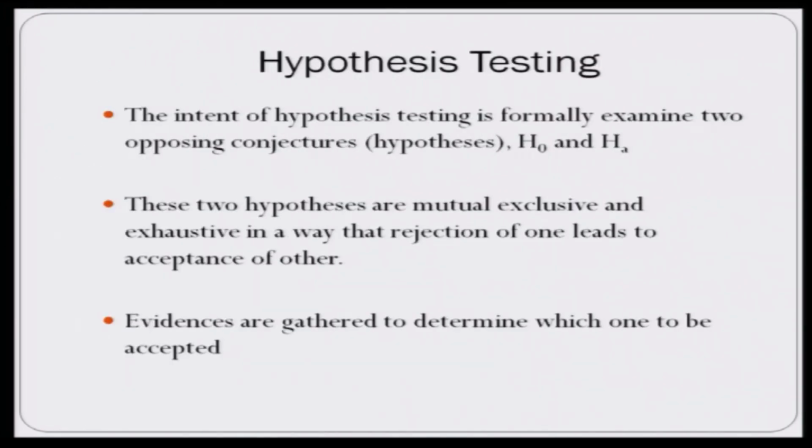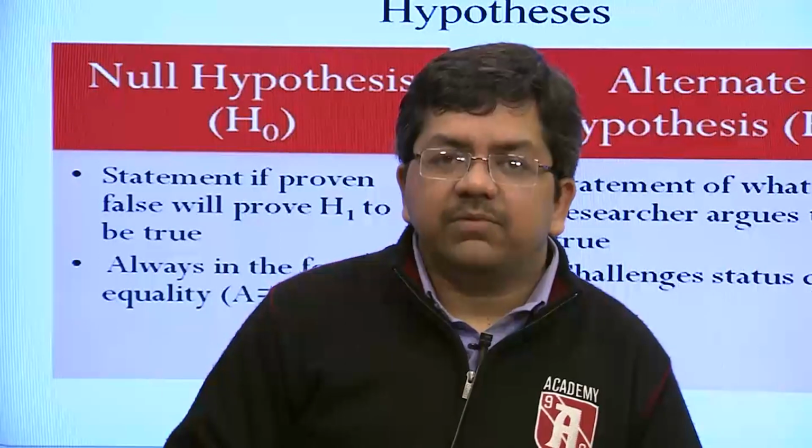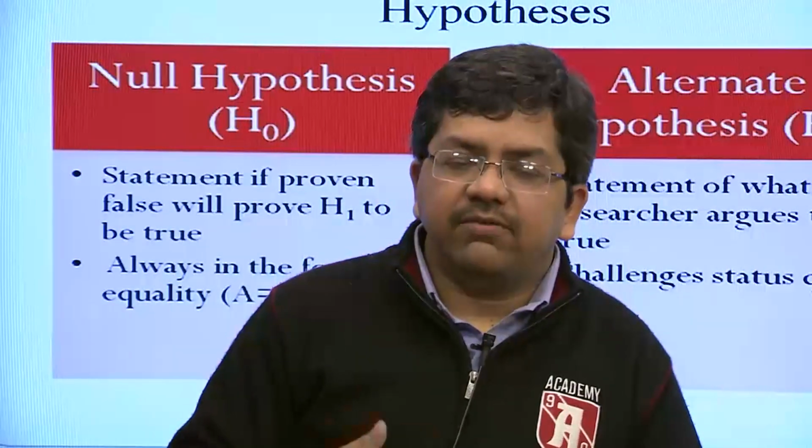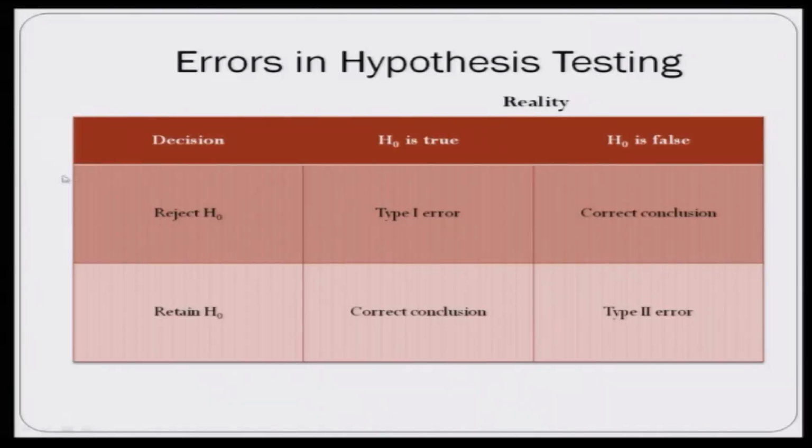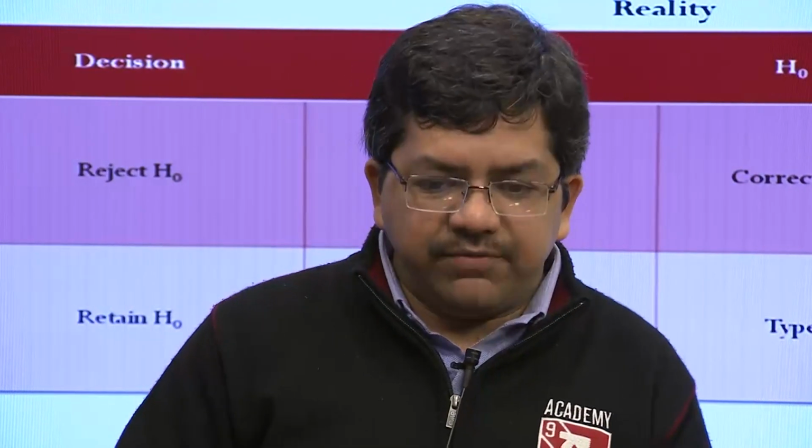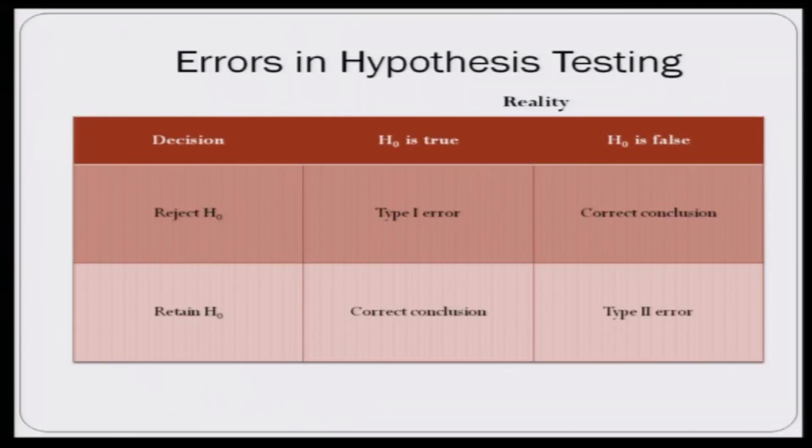In the last class, we started discussing data collection, preparation and analysis, and I talked about the hypothesis testing part, the null hypothesis and the alternate hypothesis, and the utility of the null hypothesis, wherein if it is falsified, it allows you to infer that H1 is true, that the researcher's argument is validated. Now, I talked about the errors in hypothesis testing, where you have a 2x2 matrix. When you reject a hypothesis which was true, it is called type 1 error, and when you retain the null hypothesis when in fact it was false, it is called type 2 error.